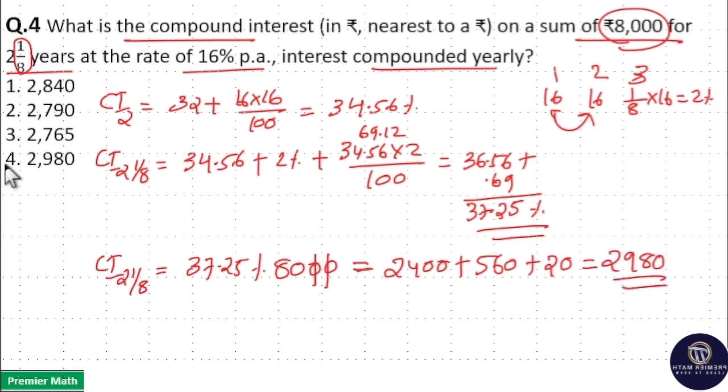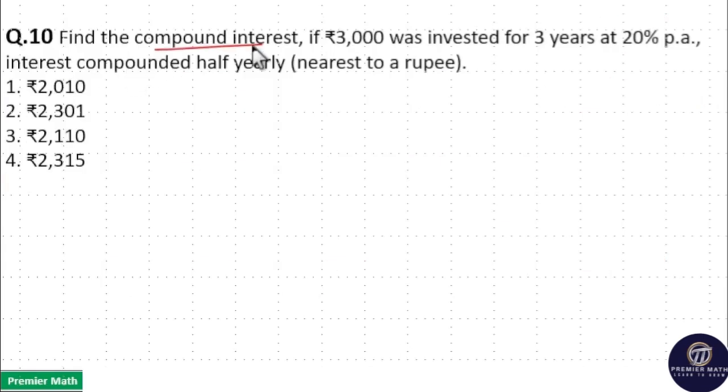Option 4 is your answer. Find the compound interest if rupees 3,000 was invested for 3 years at 20% per annum. Here interest is compounded half yearly. Half yearly means every 6 months interest is added to the principal. Now 3 years means total 6 half years. And 20% per annum means for 1 year it is 20%, for half year it is 10%.